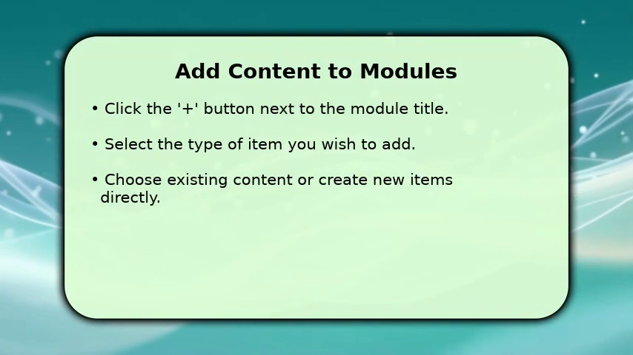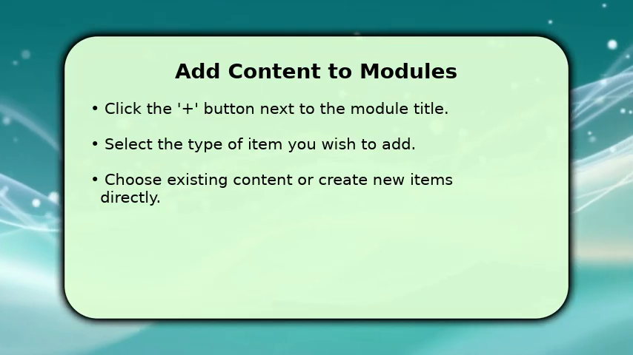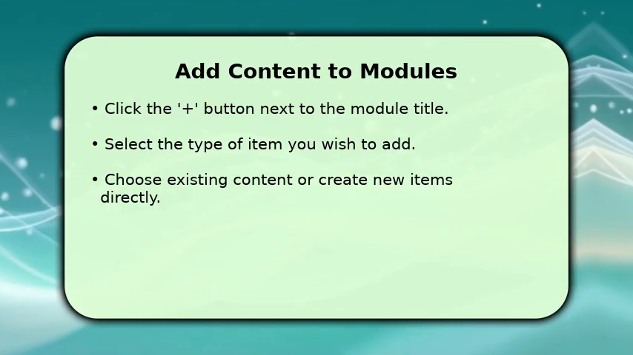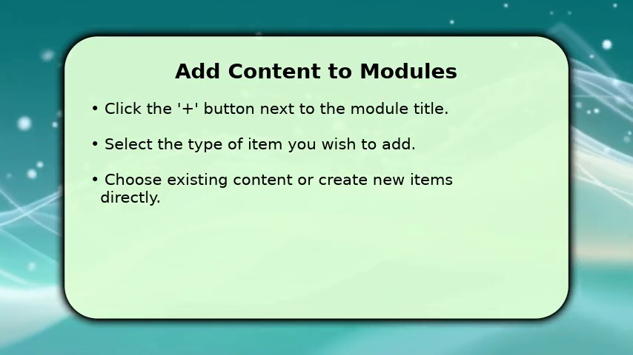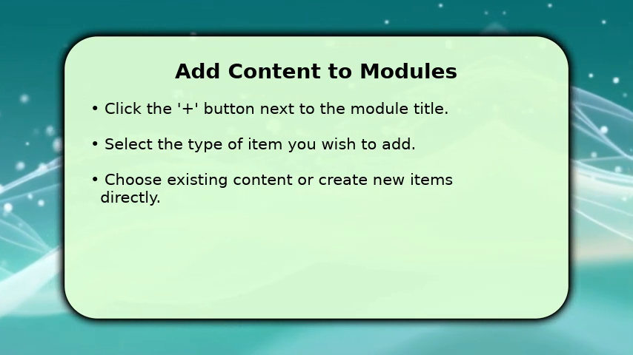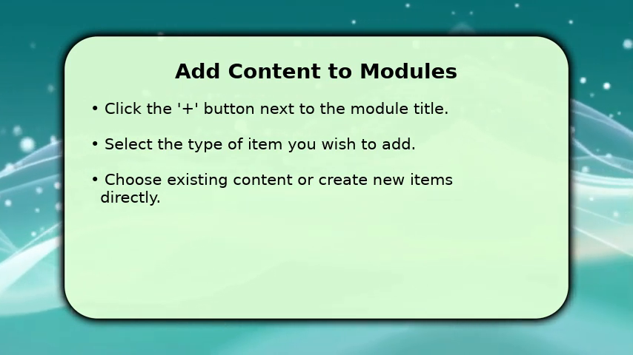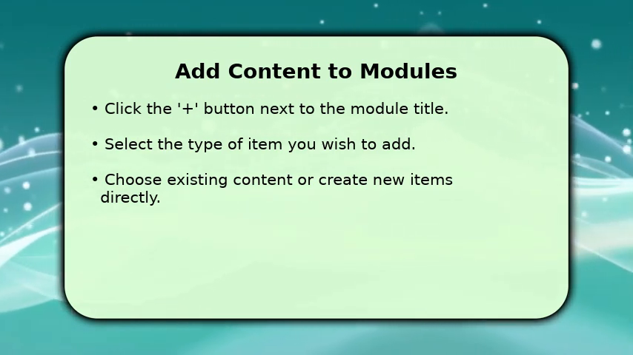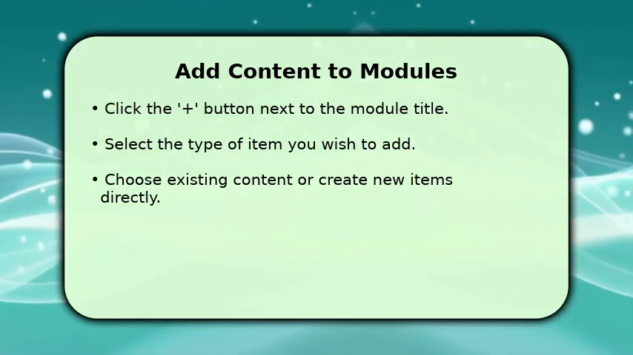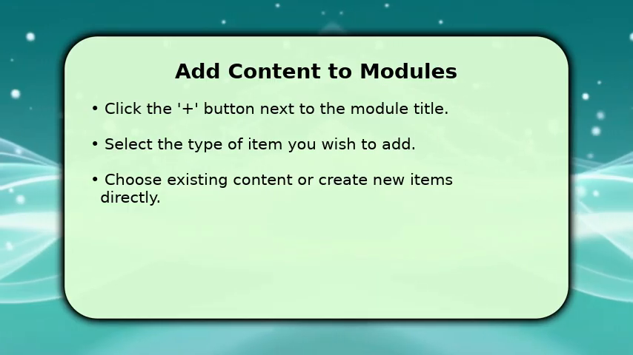Once your module is created, it's time to add content. Click the small plus icon next to the module's title. From the drop-down menu, you can select various item types such as assignments, quizzes, pages, or files. You can either choose an existing item from your course or create a brand new one right there. This flexibility allows you to build rich and engaging learning experiences.